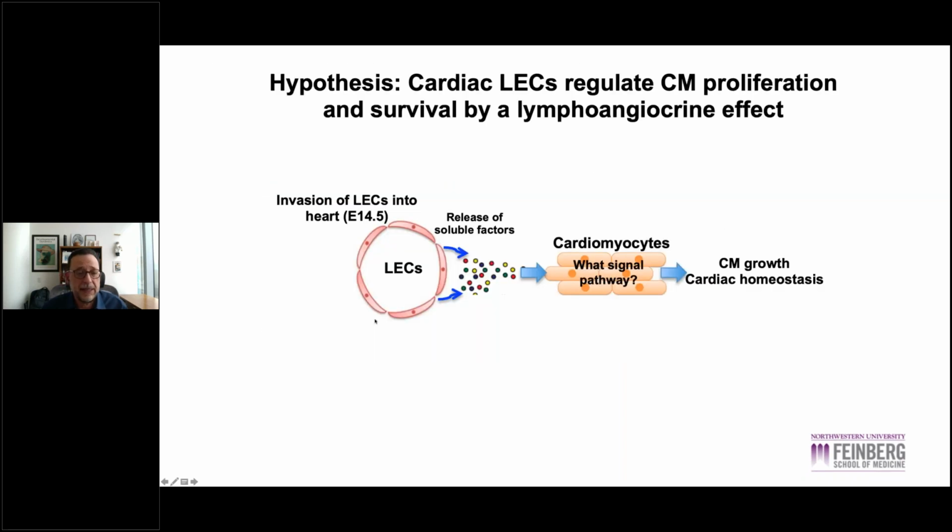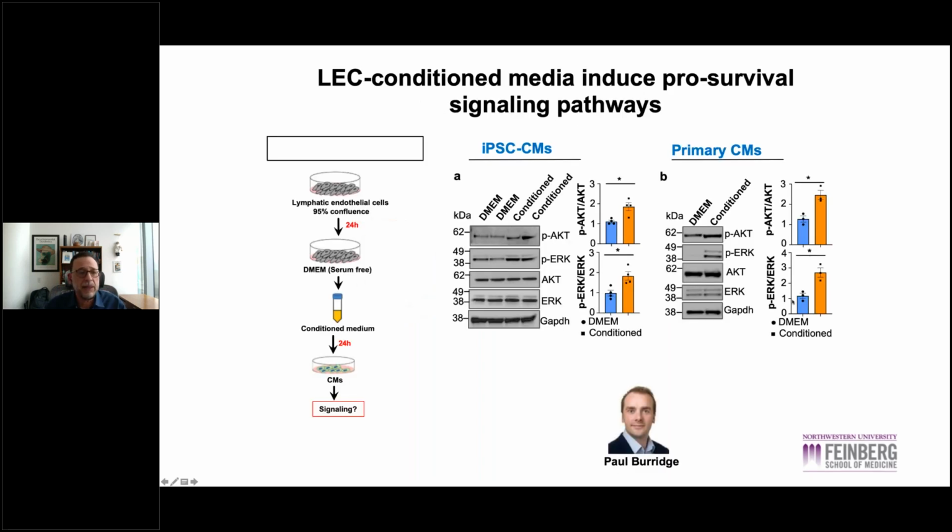So all this data suggested that, in the same way that we showed for blood endothelial cells that they produce angiocrine signals, maybe lymphatic endothelial cells produce some paracrine signal, lymphangiocrine signals, that talk to cardiomyocytes, and this is required for cardiomyocyte growth and cardiac homeostasis. To test this possibility, she cultured lymphatic endothelial cells, took the conditioned media, and then added the conditioned media to either iPS-derived cardiomyocytes, provided by our collaborator Paul Burridge here at Northwestern, or primary cardiomyocytes.